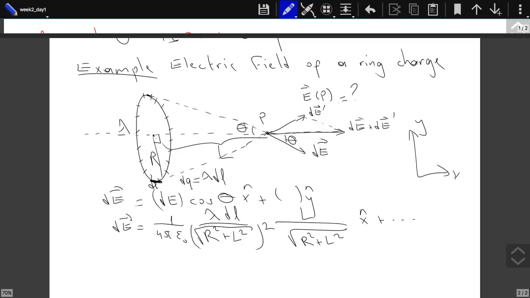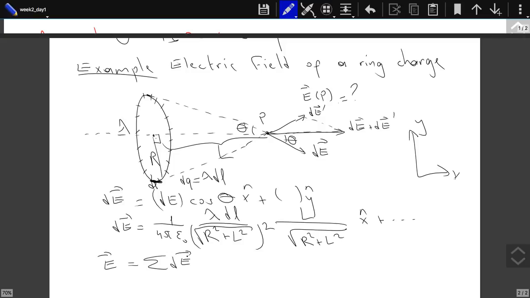Now the total electric field would be just the sum of all these very small electric fields. Lambda is just a constant. Whether I consider this segment or this segment, it is the same lambda. These are all identical, so I can just take them out of the sum. What remains is this dl, the length of each one of these segments. If I sum the length of each one of these segments, eventually what I obtain is nothing but the circumference of the ring.